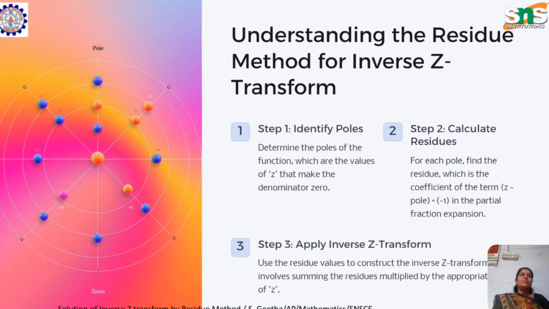Understanding the residue method for inverse Z transform. Step 1. Identify poles. Determine the poles of the function, which are the values of Z that make the denominator 0. Step 2. Calculate residue. For each pole, find the residue, which is the coefficient of the term (Z minus pole) power minus 1 in the partial fraction expansion. Next, apply the inverse Z transform concept. Use the residue values to construct the inverse Z transform. This involves summing the residues multiplied by the appropriate power of Z.